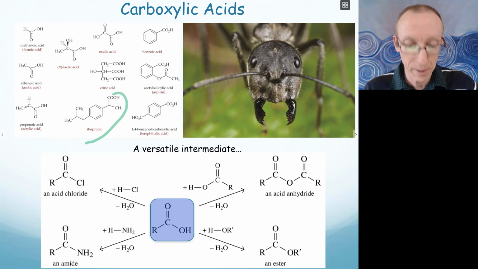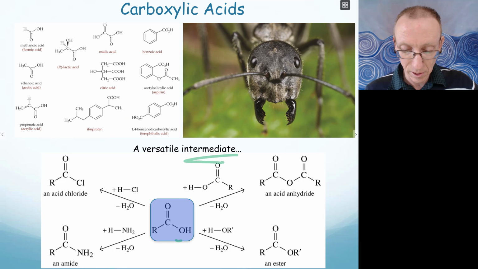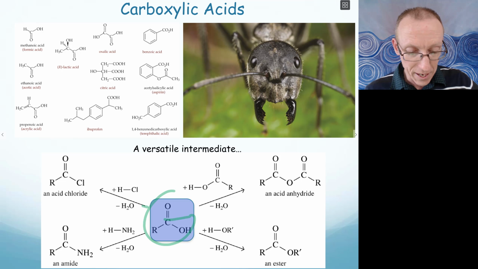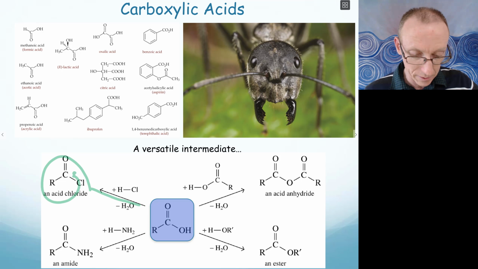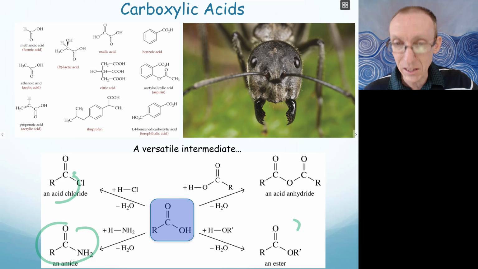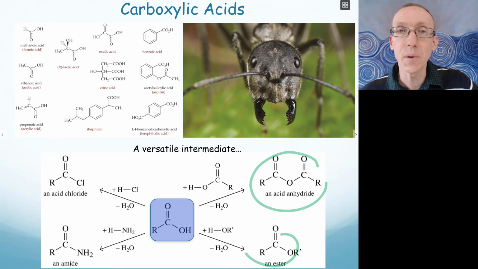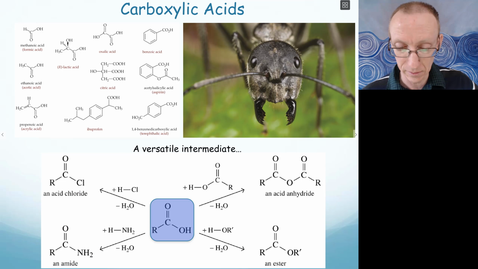Ibuprofen, common anti-pain medication. There are versatile intermediates in organic chemistry, so we can turn carboxylic acids into reactive intermediates like acid chlorides. We can make them into amides, we can make them into esters, and we can make them into acid anhydrides, amongst other things.